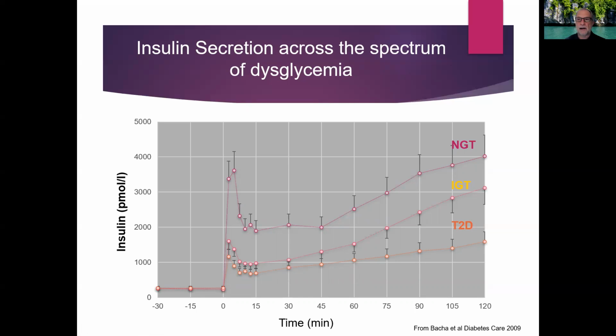And that can be thought of mathematically as something called the disposition index. It's essentially a way of presenting insulin secretion corrected for the demand, if you will, or the degree of insulin resistance.